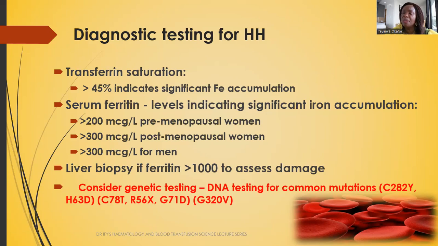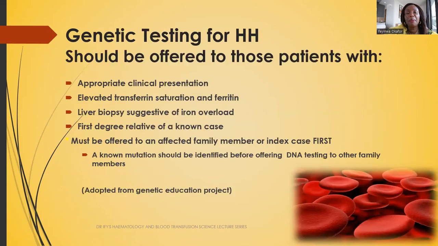DNA testing for common mutations. You look for a common mutation that has to do with type 1 hemochromatosis, type 2 hemochromatosis, type 3 hemochromatosis, and type 4 hemochromatosis, as indicated on the slide there.